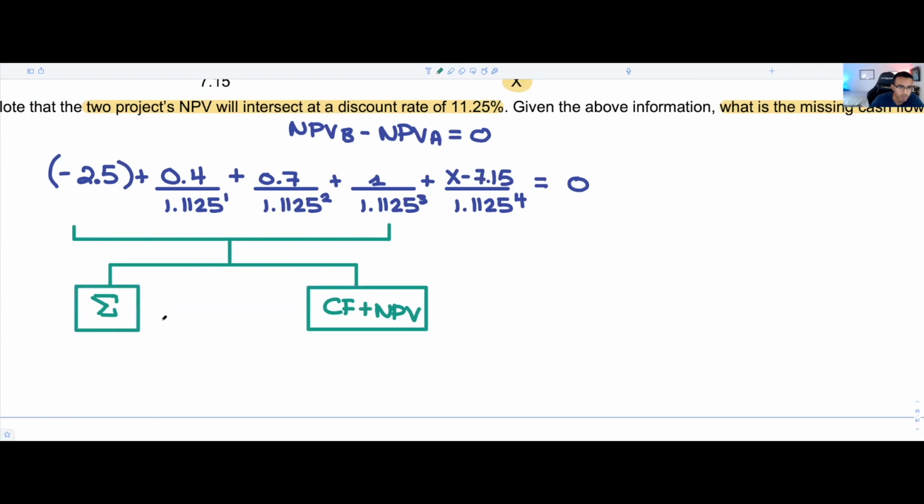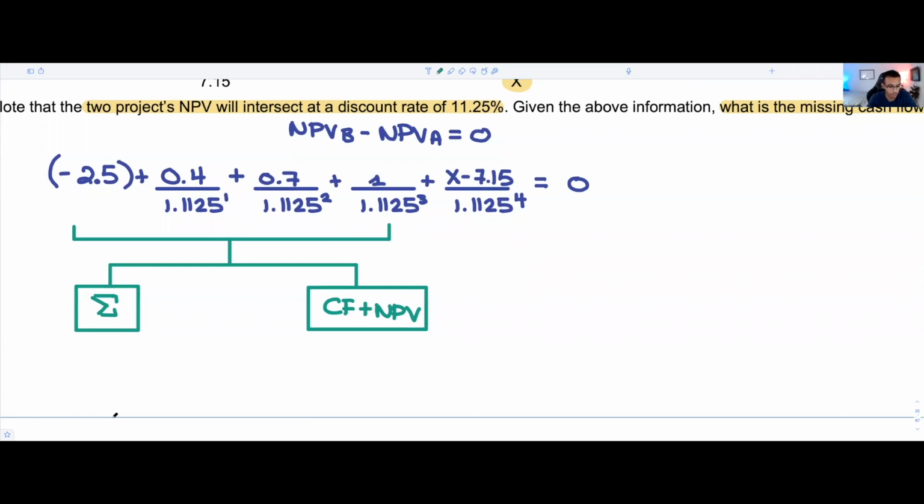So what you could do if you want to use the CF plus NPV method is go ahead and plug in every single one of these cash flows into your CF function up until year 3, because that's going to give you the value of all those cash flows, discounted. And then you'll just solve for the remaining piece. You'll see what I mean in just a second.